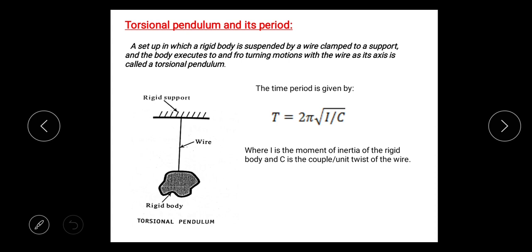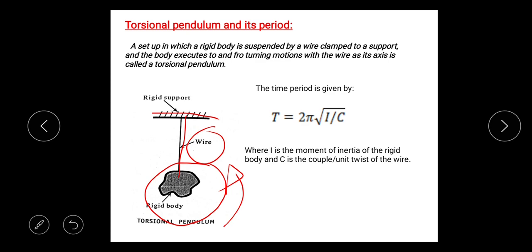Consider a straight uniform wire whose one end is fixed to a rigid support. So this is one wire fixed to a rigid support, and to its other end a rigid body is attached. This is that rigid body. If the suspended body is rotated slightly around the wire as its axis, then the wire gets twisted.